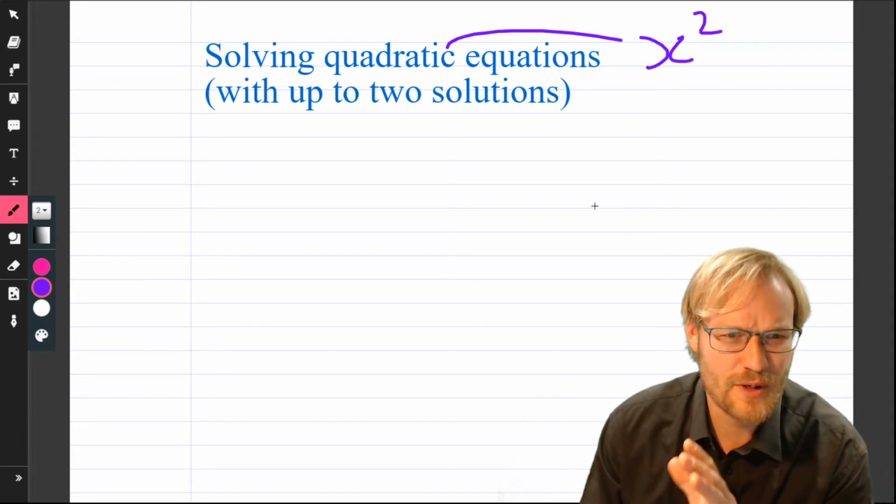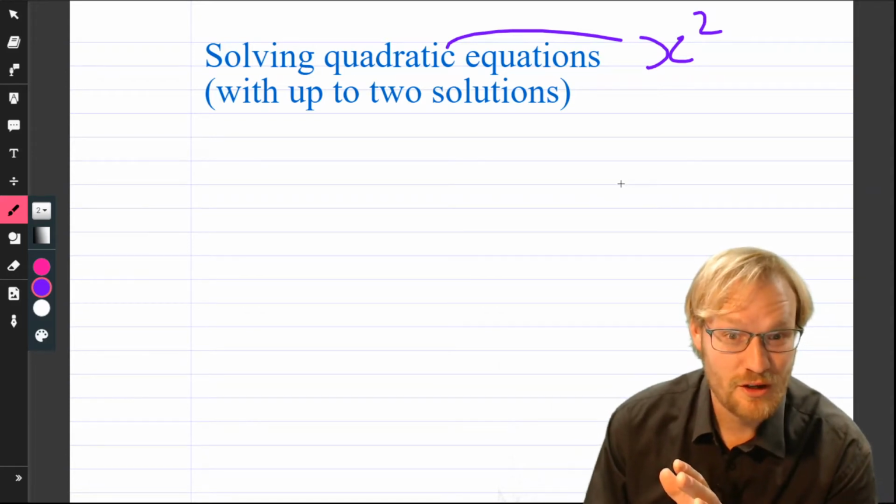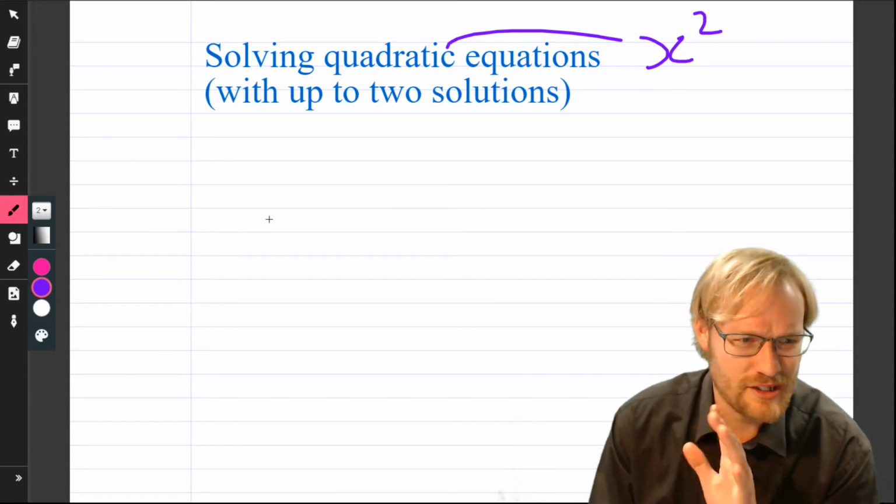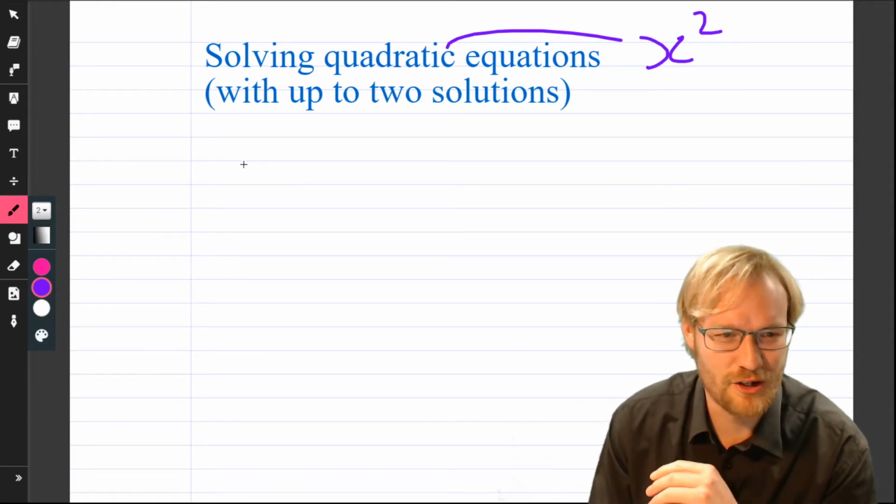Now for this one, we know we're always going to have up to two solutions. We could have the same solution twice, but there was going to be two solutions. Let's run through this by way of a few examples.